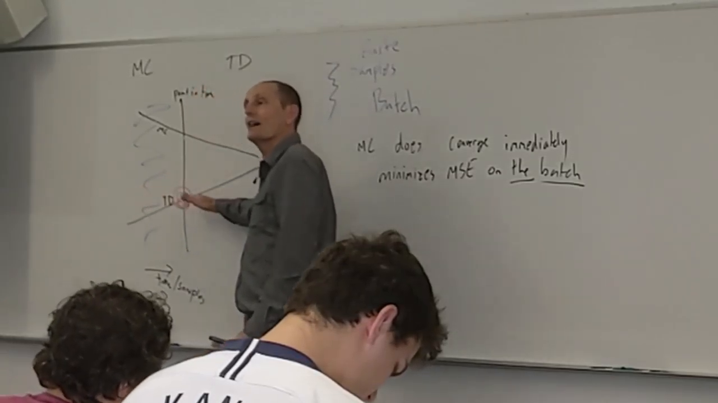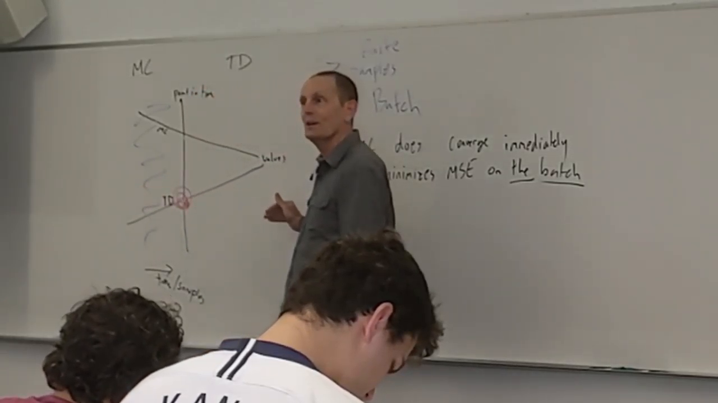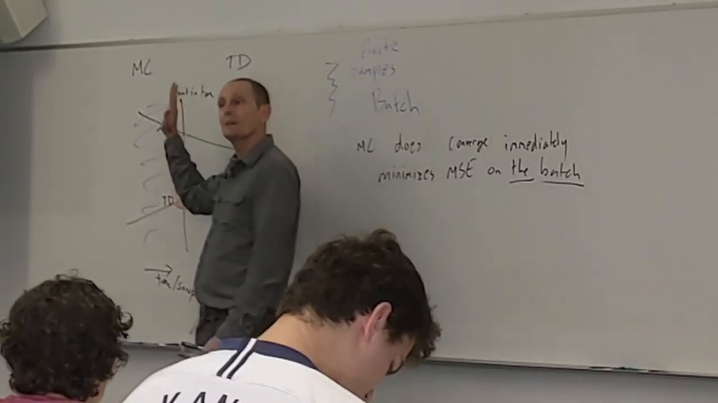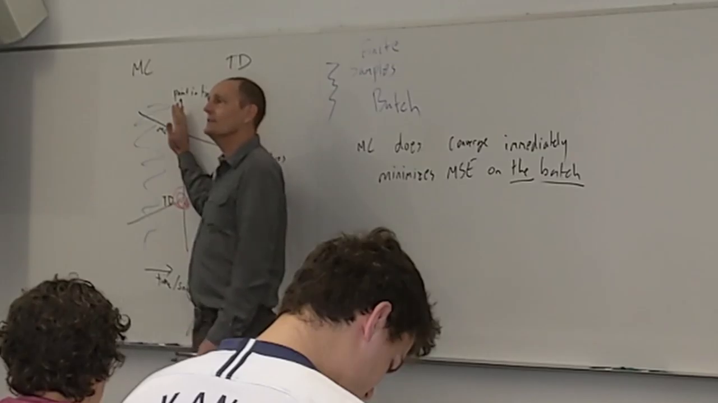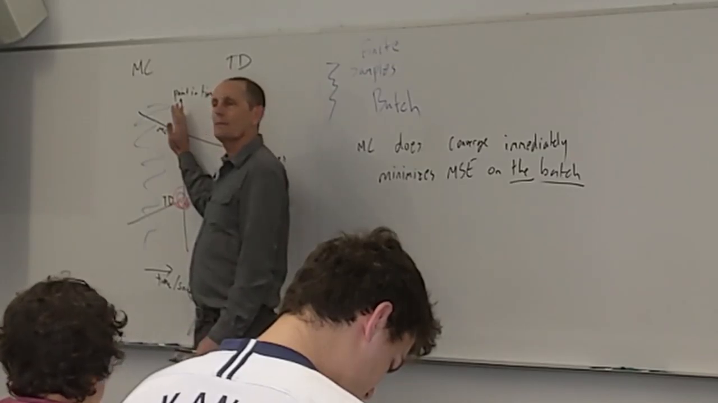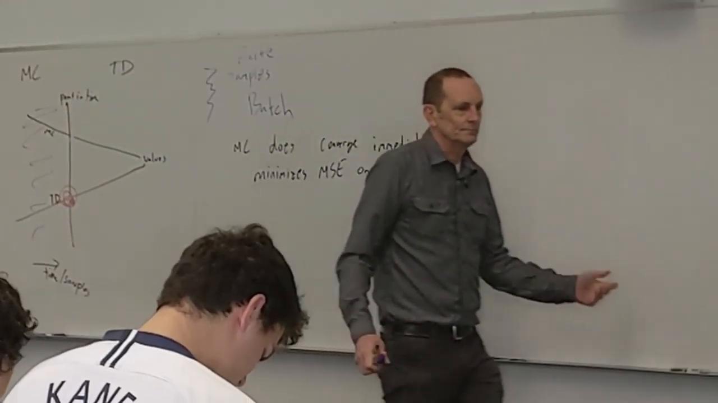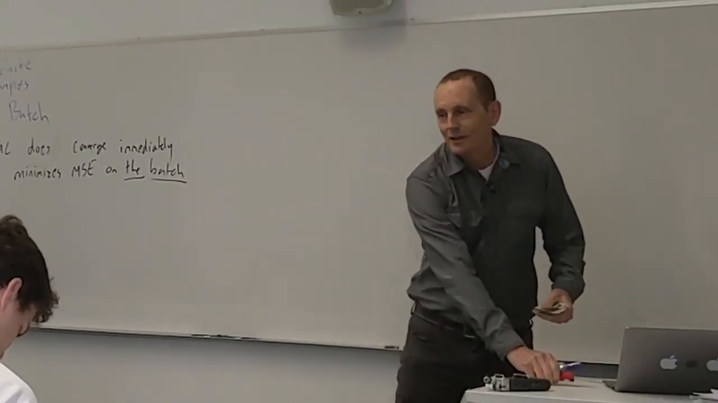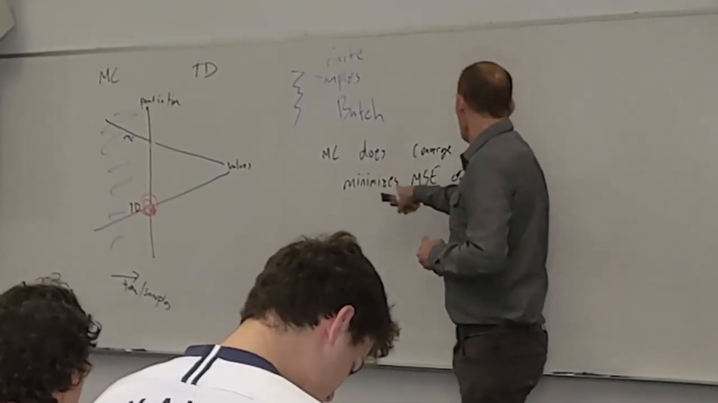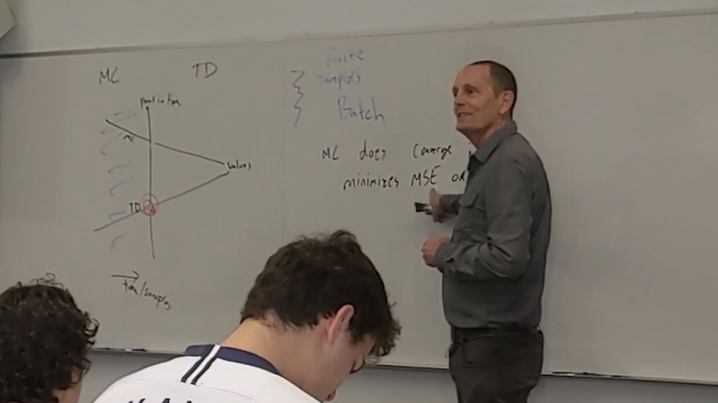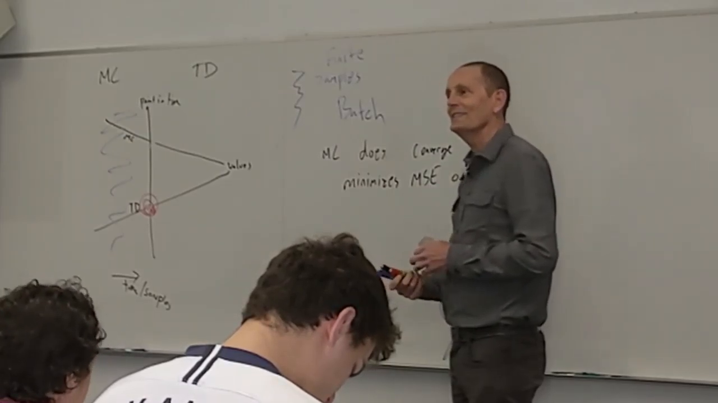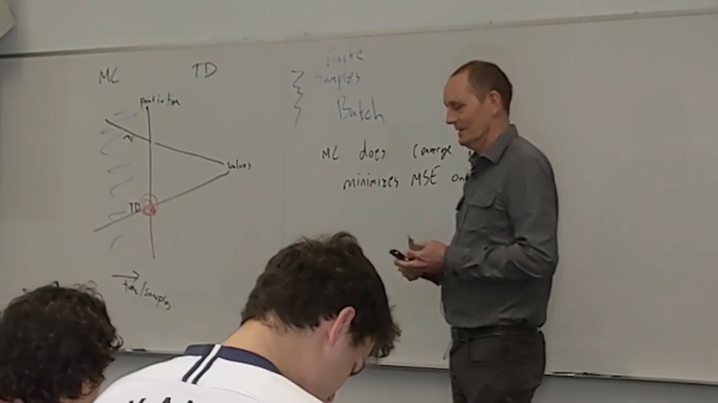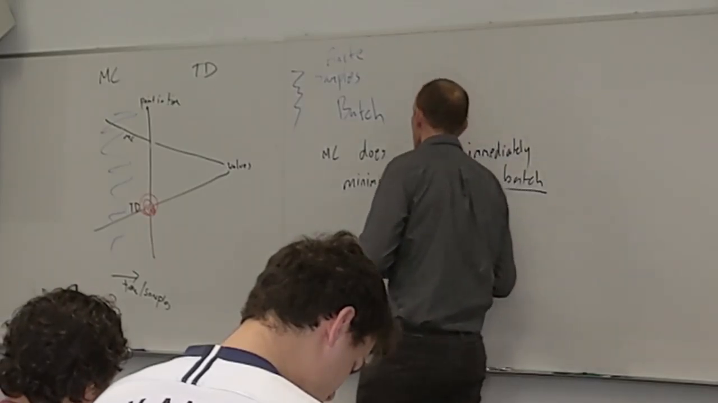Not the convergence over time as we have an infinite number of samples, but the convergence assuming at any point in time we stop and we say this is enough. What would happen if I just train the TD on this? Now, here, Monte Carlo goes ahead and minimizes the mean squared error on the batch. What is TD going to be minimizing? Or what do we end up with?